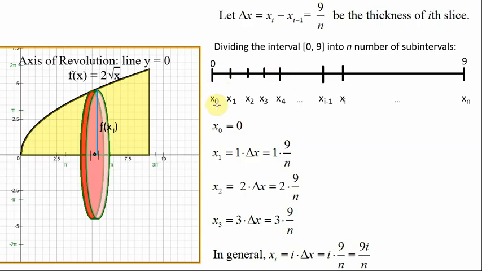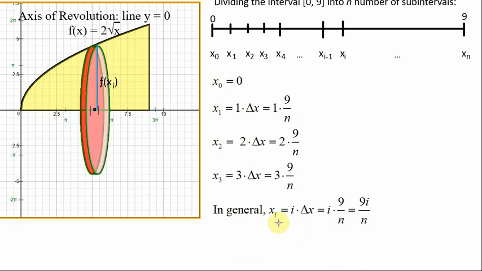And so we look at x sub 0, which is just 0. And then x sub 1 is just 1 times delta x. But delta x is 9 over n, and so we get x sub 1 is 9 over n. X sub 2, which is right here, would be 2 delta x, or 2 times 9 over n. And then x sub 3 would be 3 times delta x, or 3 times 9 over n. And so in general, for x sub i, we will get i times delta x, or 9i over n. And so that's x sub i.